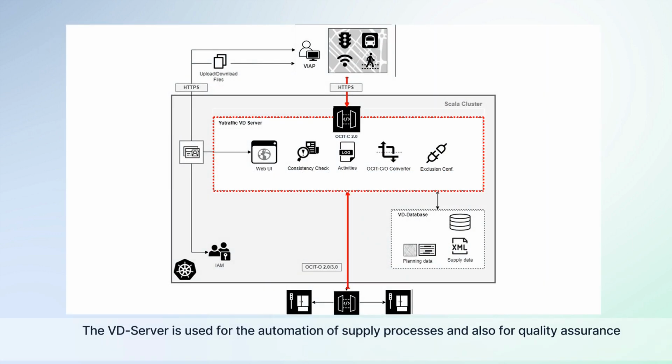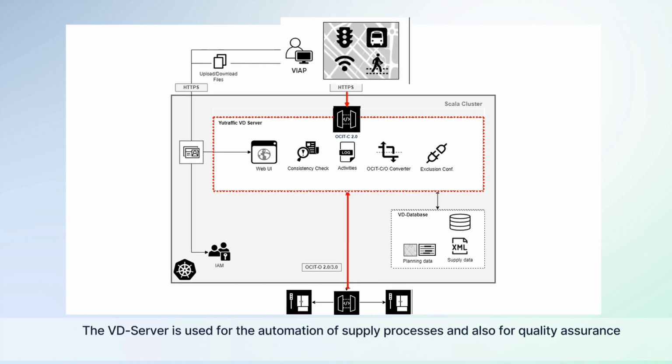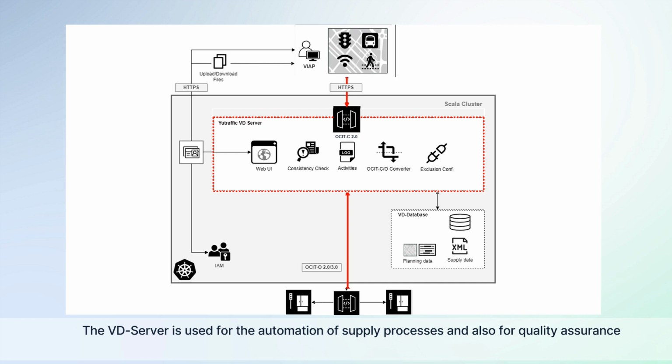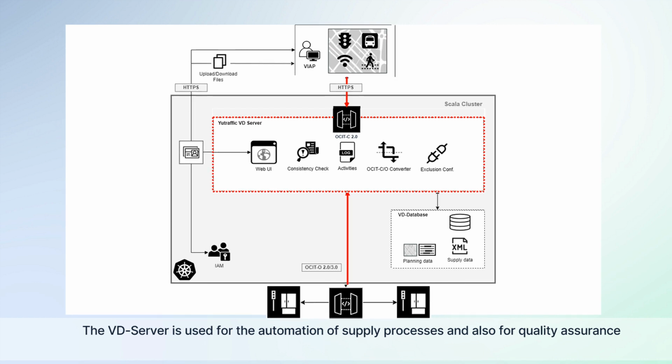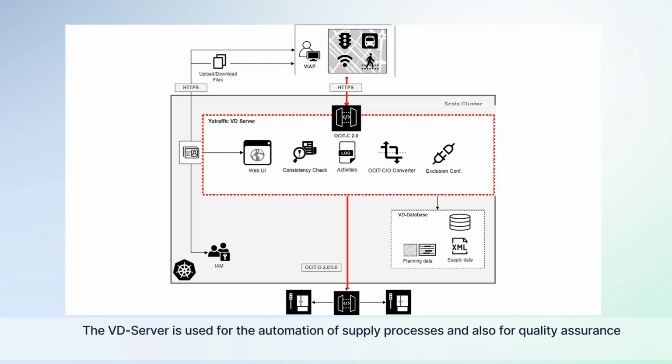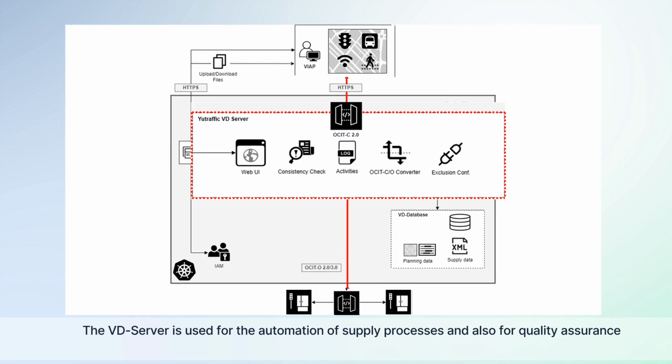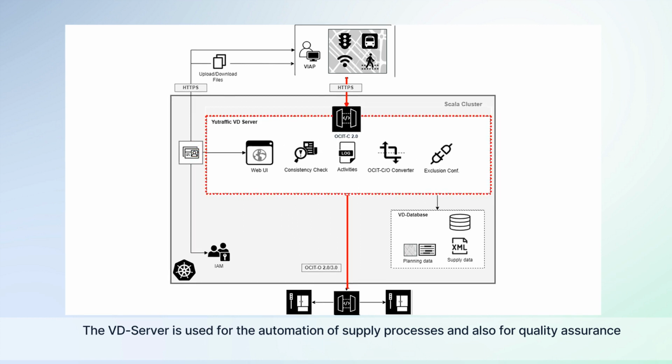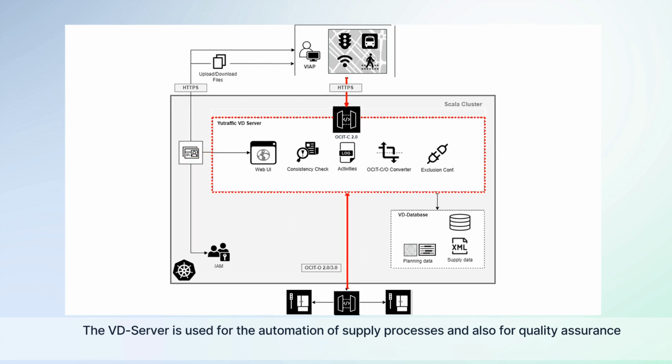The VD server is used for the automation of supply processes and also for quality assurance. It is a link between the Traffic Engineering Workstation, VIP, and the Traffic Light Controller, TLC, and implements the so-called continuous supply chain, according to the OCIT standard. The VD server implements the OCIT interface and supports necessary methods and objects for supply activities.